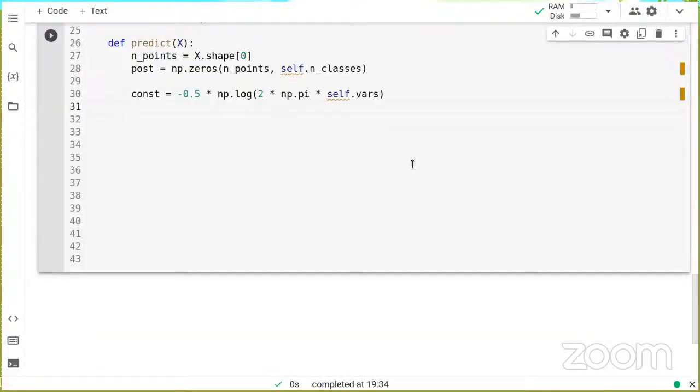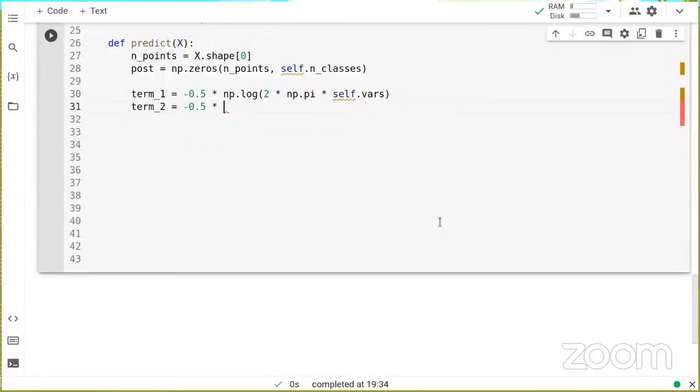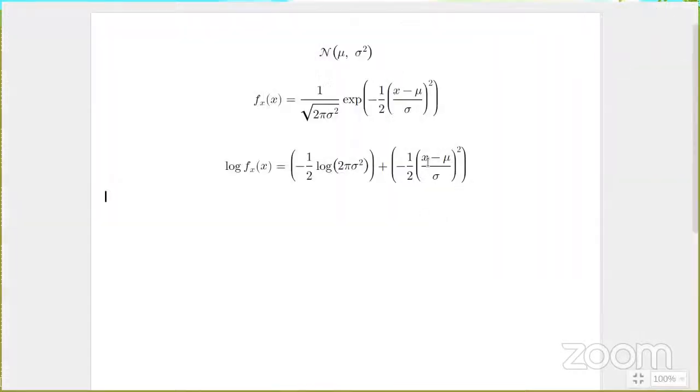So the other thing is, I just call this term 1 and term 2, right? Just to avoid confusion. This is another 0.5, minus 0.5 x minus mu by sigma whole square. So this is x minus mu by... okay, so see, x minus mu whole square by sigma square.